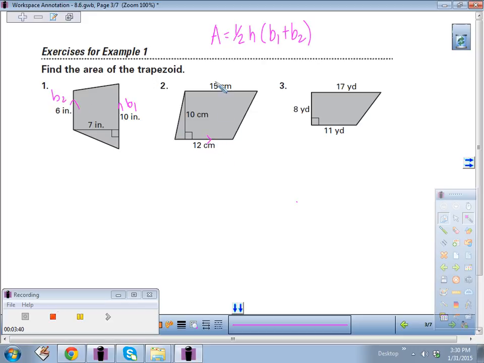These are parallel. They won't ever intersect. So this is base 1 and this is base 2. And then on number 3, these are parallel. So this is base 1 and this is base 2. And then your height is identified by that right angle. So I'll give you a couple minutes to work through this.